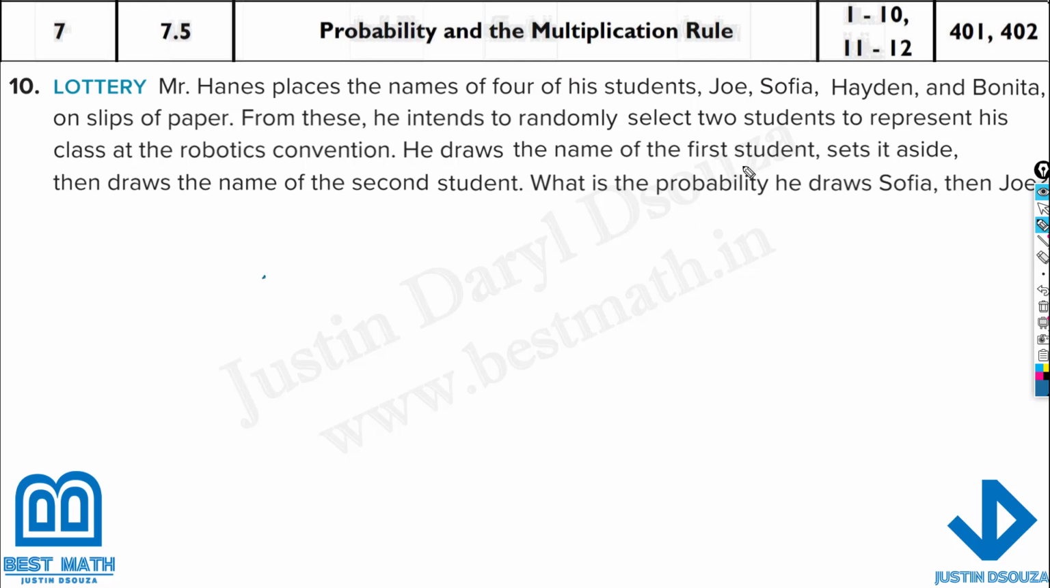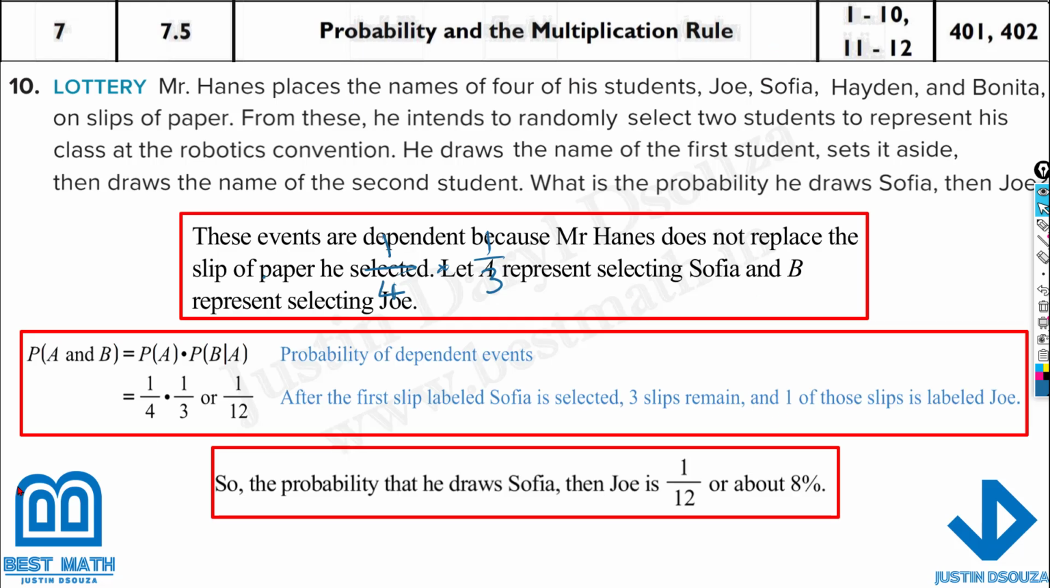Now here, this is again about dependent events. They're dependent on each other. First is Sophia, right? So how many students are there? Total is 4. 1 is Sophia. Next one, it's Joe out of 3. So 1 by 4 times 1 by 3 must be the answer. Very, very straightforward. 1 by 12 will be the final answer. 8%.